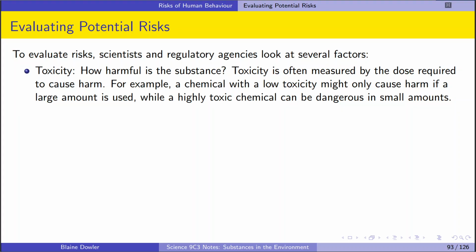To evaluate risks, scientists and regulatory agencies look at several factors. Toxicity. How harmful is the substance? Toxicity is often measured by the dose required to cause harm. For example, a chemical with a low toxicity might only cause harm if a large amount is used, while a highly toxic chemical can be dangerous in small amounts. Like LD50, smaller values for toxicity are more toxic, more dangerous.